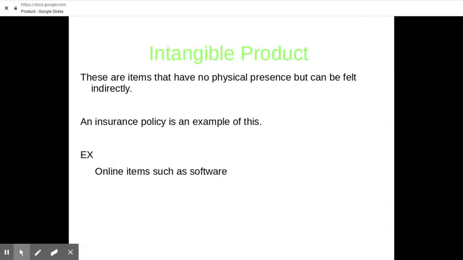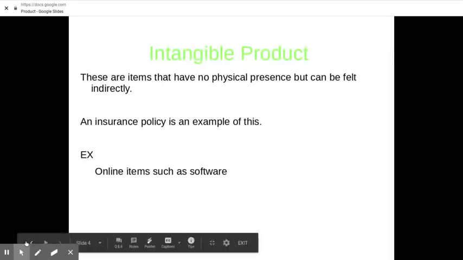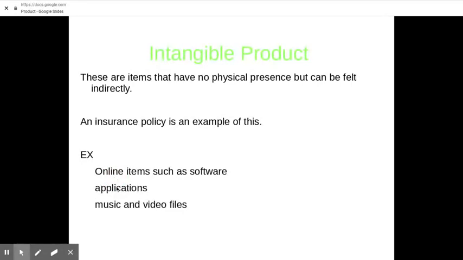Online items such as software. There you go. That's a good example, because that's something that impacts us now. We download an app on our phone. We're buying an app, but there's nothing that you have. It goes on your phone, but you don't have something that you can physically touch in your hand. Not like buying a pillow for your bed. I can touch that pillow. So again, applications, apps on your phones, music and video files, things that aren't actually something you can physically put a hand on.